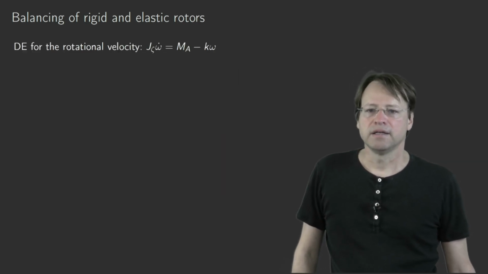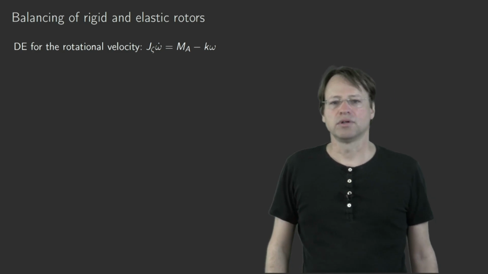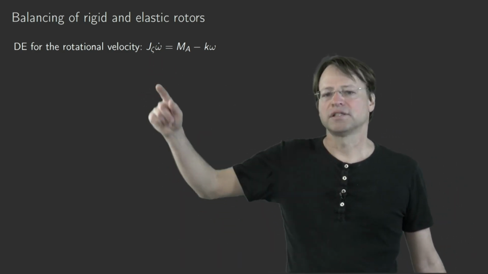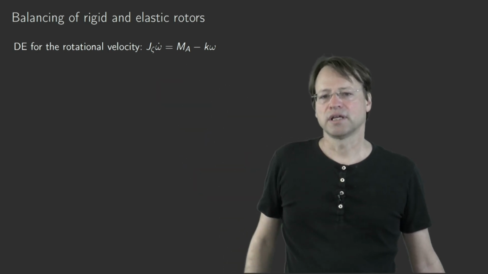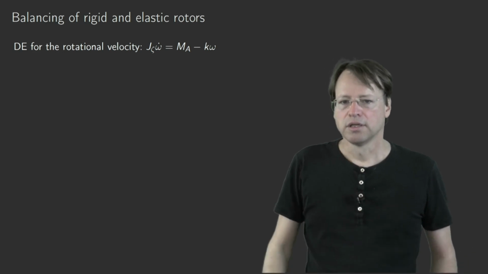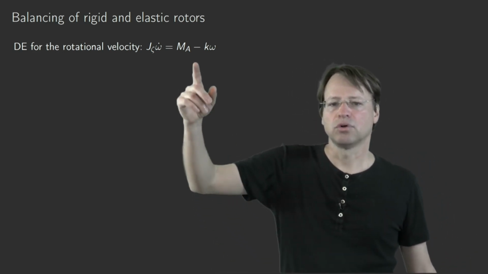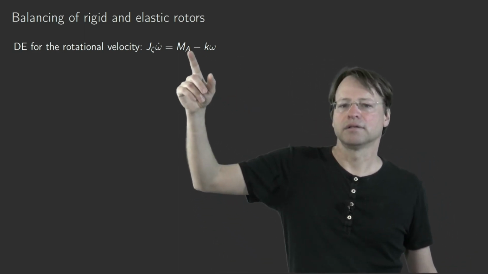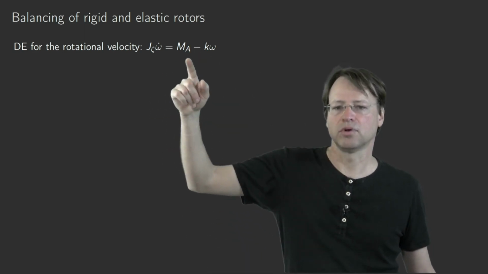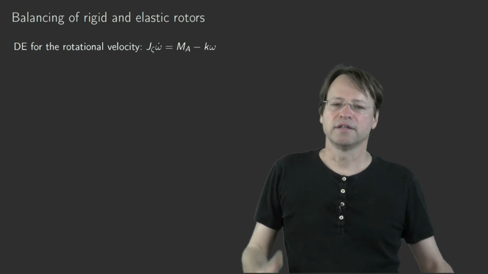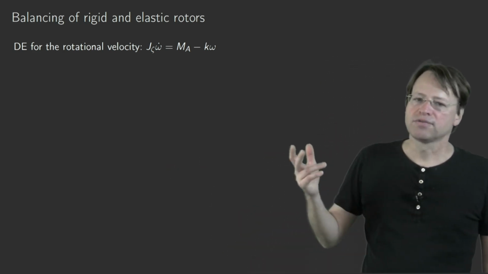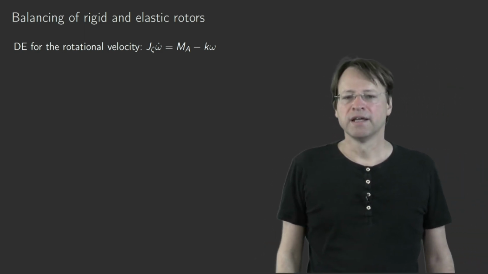So the differential equation for the rotational velocity is just given by J_ζ ω̇, and this should be balanced, one could say the system torque here by M_A, the driving torque, minus kω. So this would be the system torque and this would be the driving torque, and there should be balance between system torque and driving torque, as we have seen before for the Jeffcott rotor.